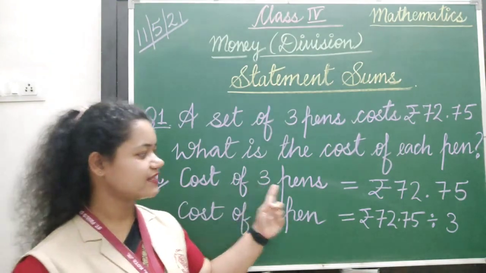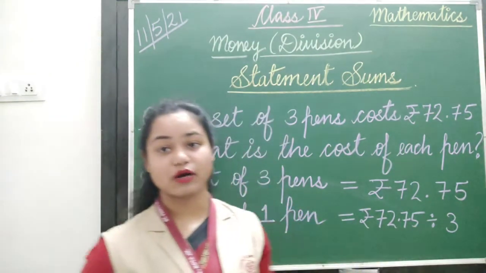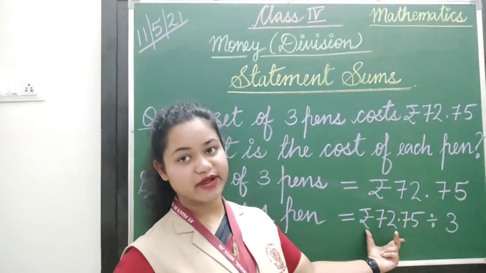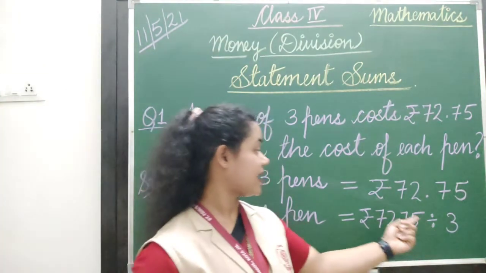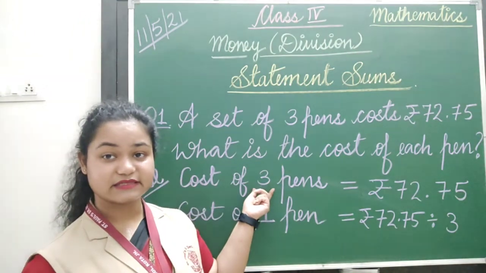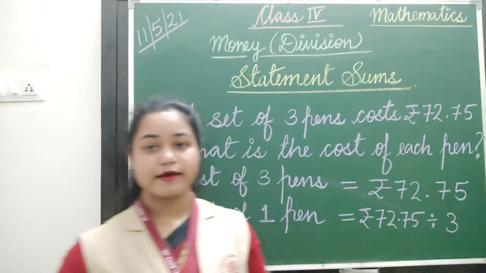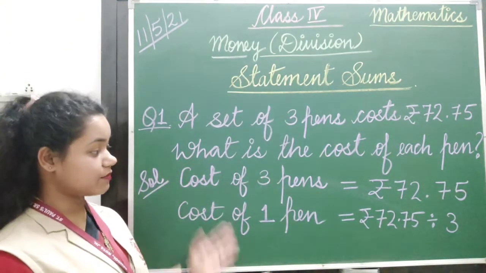How many pens are there? With that number you are going to divide. Understood? First the total cost you are going to write, then divide by the number of pens. Okay. So total cost divided by the number of pens. Understood? Please copy this down.